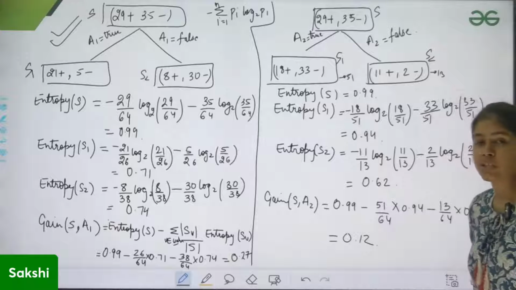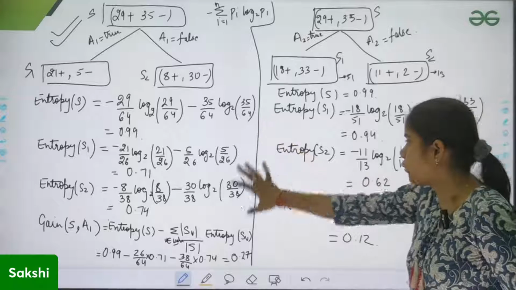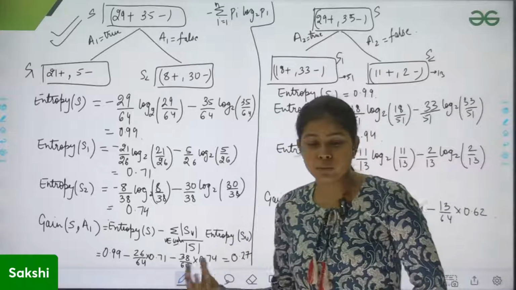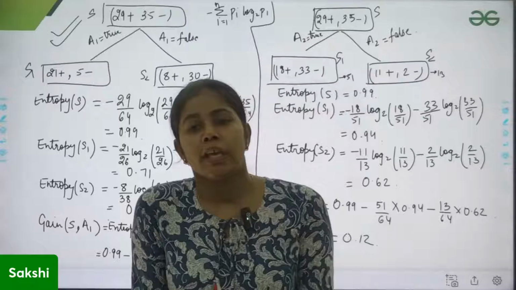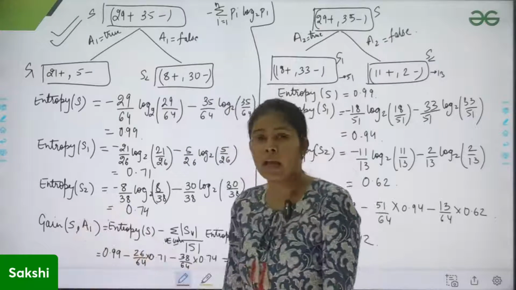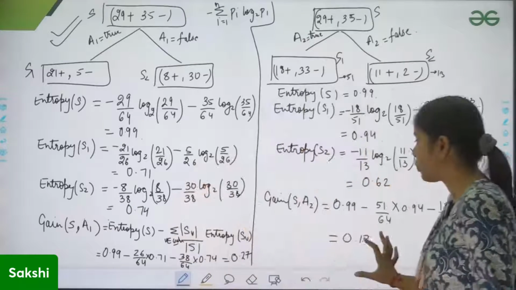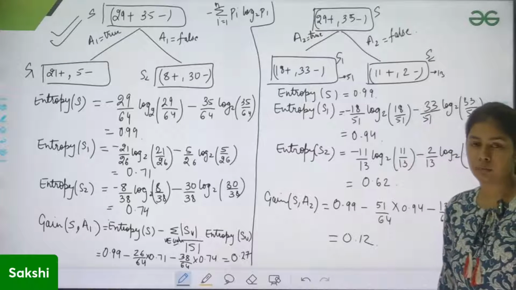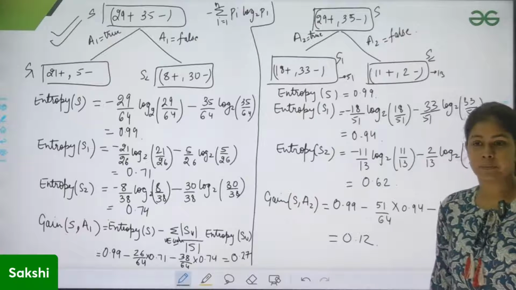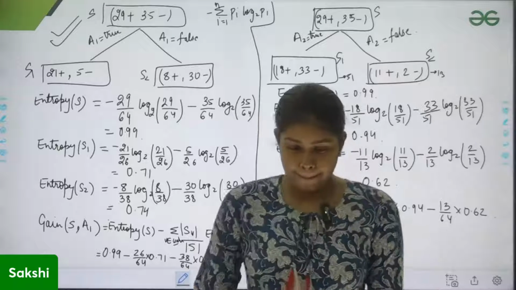So I hope these calculations are clear. I know these are a little bit more complex because we have solved for each of the splits, but they may be required. You just have to practice these problems, because if you see the GATE 2024 paper, you would find that there is one question based on information gain, and that is a 2-mark question. So it is important that you understand this topic. Okay, I hope you guys got this. Just let me know in the chat section if there is any question or any confusion.